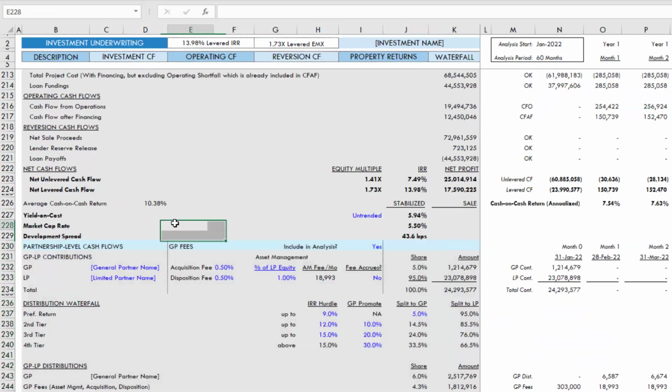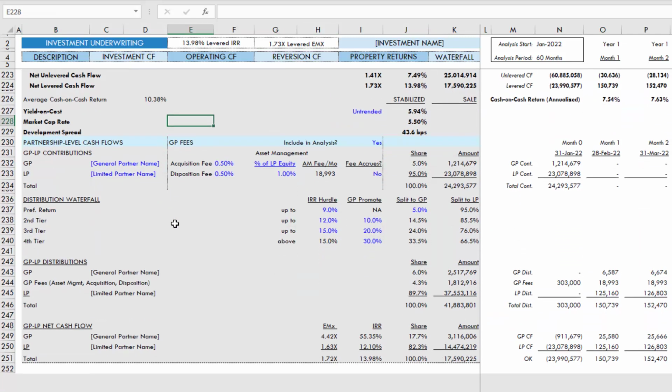Now, when we say Waterfall, we're speaking of partnership level cash flows, right? So the property produces cash flows or has cash flow needs. And that cash flow that's available to distribute flows into the partnership or to the partners. And then that cash flow is split between the partners based on some waterfall structure.